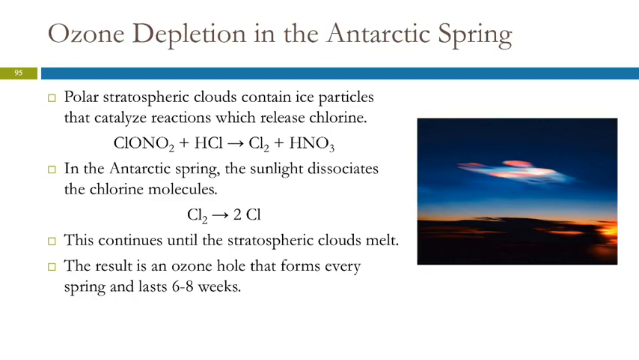So that's going to keep going until those clouds melt away. When the clouds melt away, then the catalysis of this reaction goes away. These chlorine atoms get bound up again, and the destruction of the ozone slows way down. And so it's going to regenerate. The result is we get this ozone hole that forms every spring, lasts around 6 to 8 weeks, and then it goes away again. So there's two types of catalysis occurring here. Any questions about that?